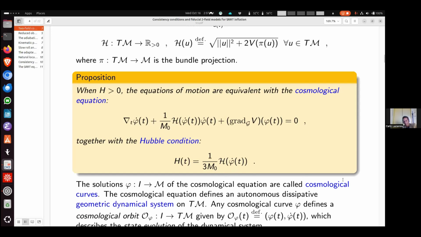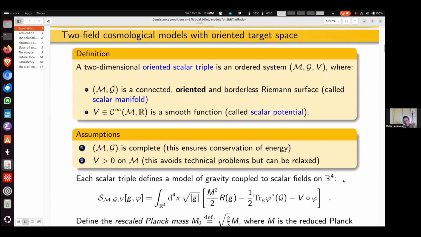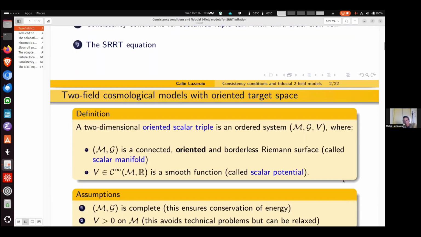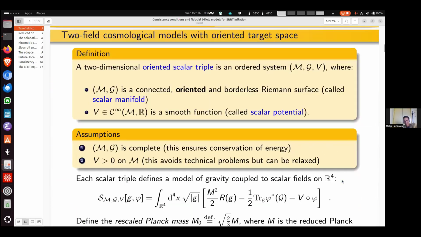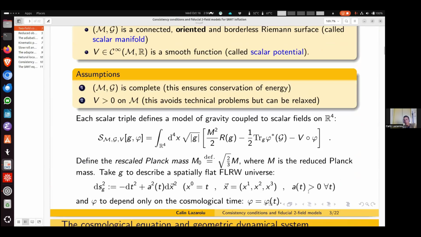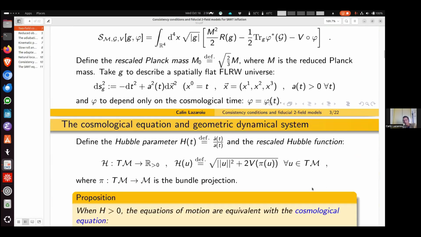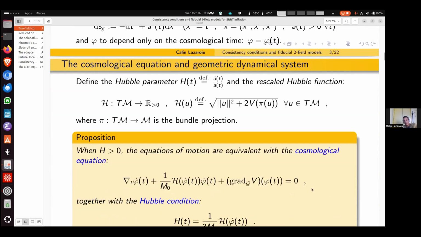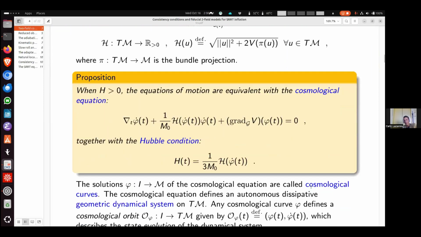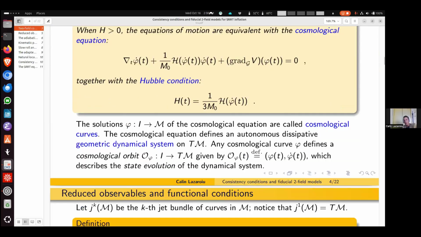Yes? What happens if H is strictly negative? Are there no solutions, or? There are solutions. If H is strictly negative, you have a solution with the opposite sign, but there's some kind of symmetry which relates solutions with positive and negative H. So you actually don't gain anything by taking negative H. Yes. What is more interesting is that.